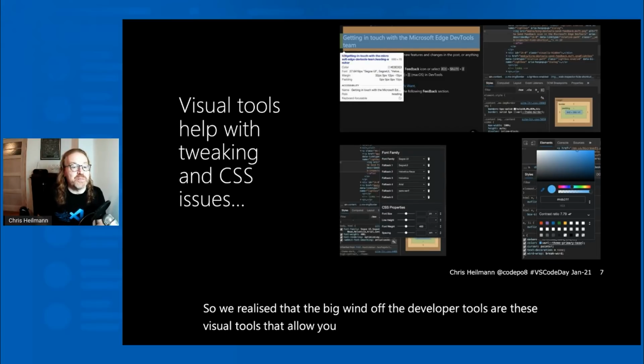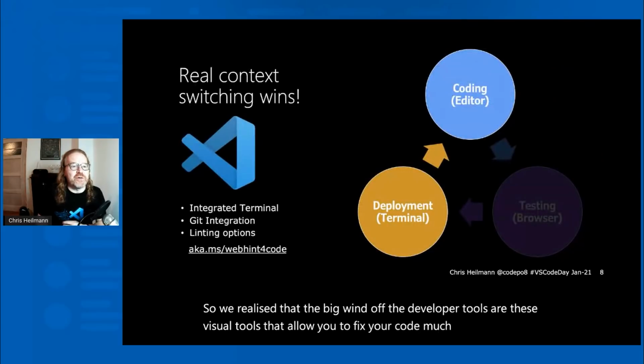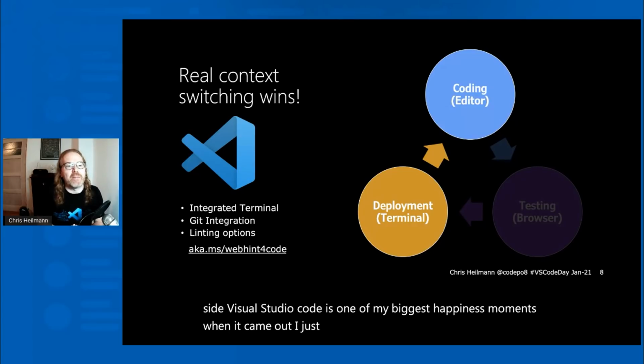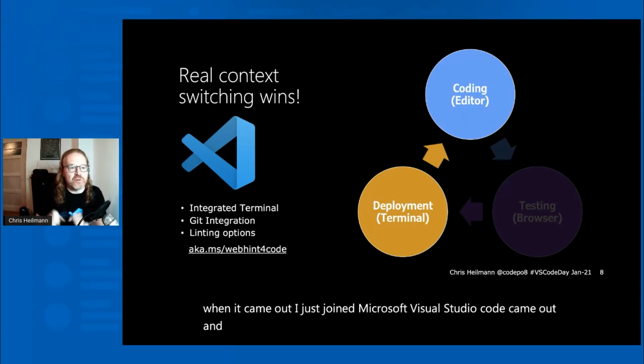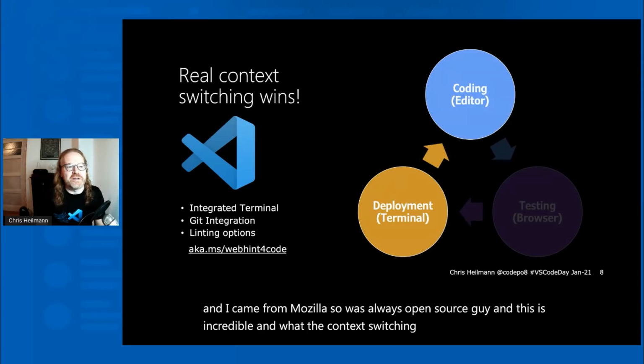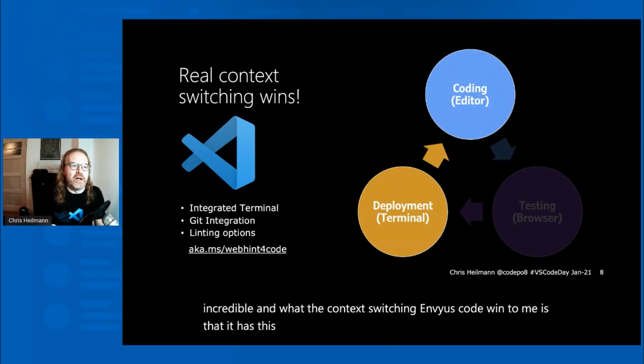your code much better. On the editor side, Visual Studio Code is one of my biggest happiness moments when it came out. I just joined Microsoft when Visual Studio Code came out, and I came from Mozilla, so I was all this open source guy, and I'm like, this is incredible. And what the context switching in VS Code win is to me is that it has this integrated terminal and the Git integration and also linting options.